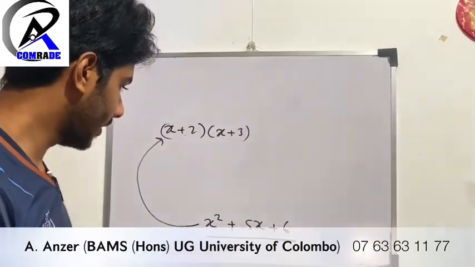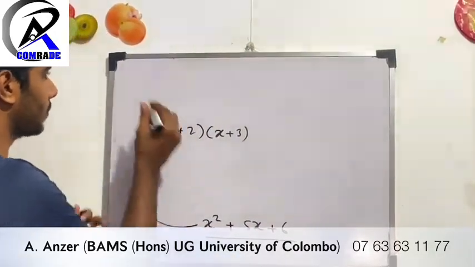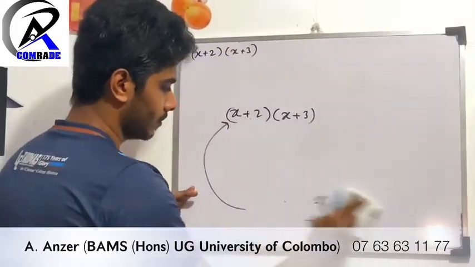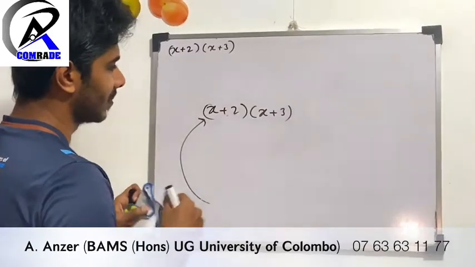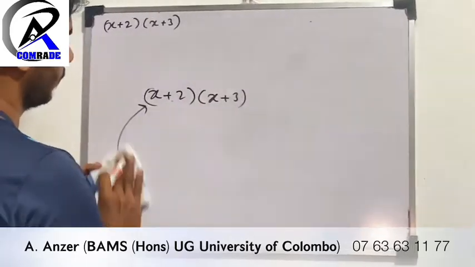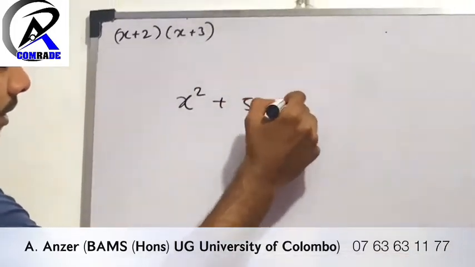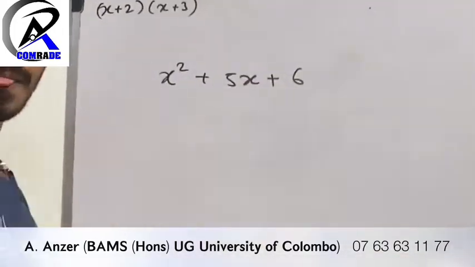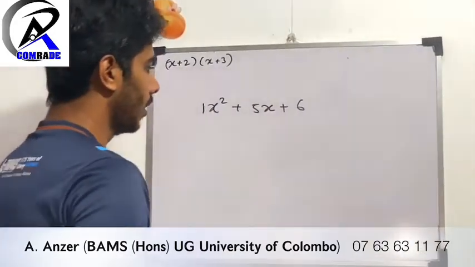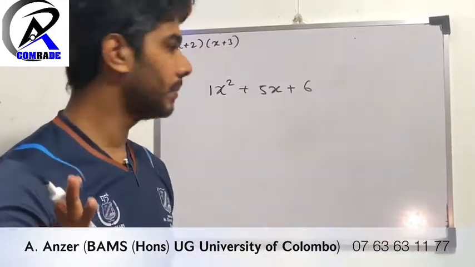We'll take this one. I have to factorize this, and take the answer as x plus 2, x plus 3. It was like x squared plus 5x plus 6. That was there, no? Here is 1, I think that's 1, right? So we have to take two things: one is addition, one is multiplication.